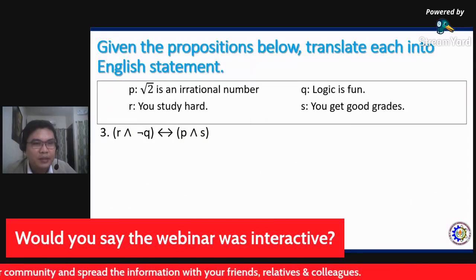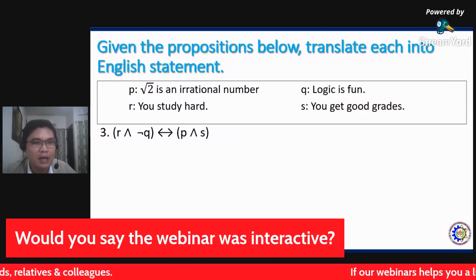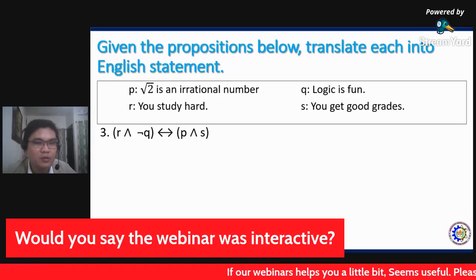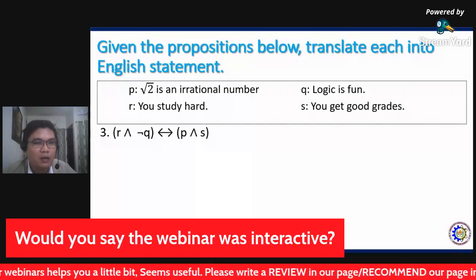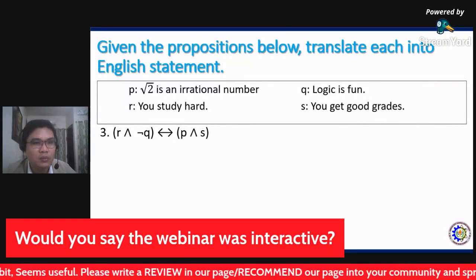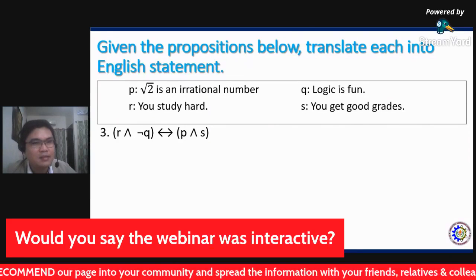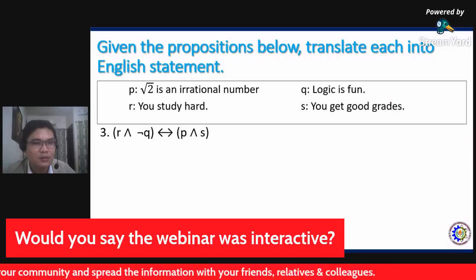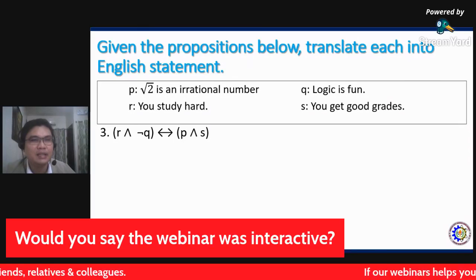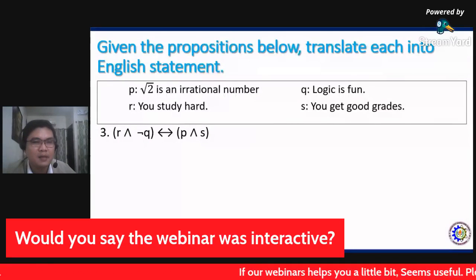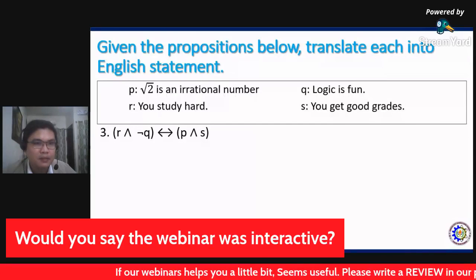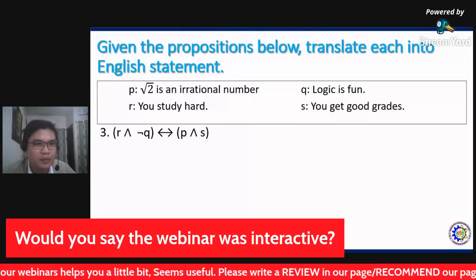Okay, so how do we read the third example? We are using this one. This is the biconditional, or the material equivalence. So we have a compound statement in the first part and also a compound in the second half. So this is R and not Q, if and only if P and S. Okay, so I repeat, this is R and not Q if and only if P and S. So how do we write that as an English statement? First, let us have the first part. Okay, this is the first part.